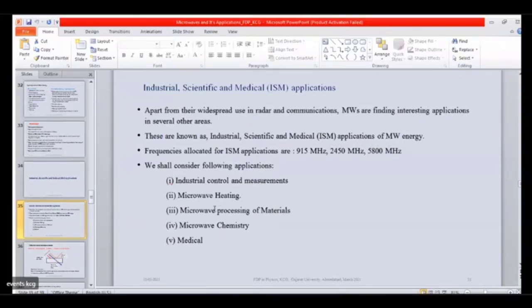Okay. And there are many applications, but we'll consider these applications: industrial control and measurements, microwave heating, microwave processing of materials, microwave chemistry, and medical applications.